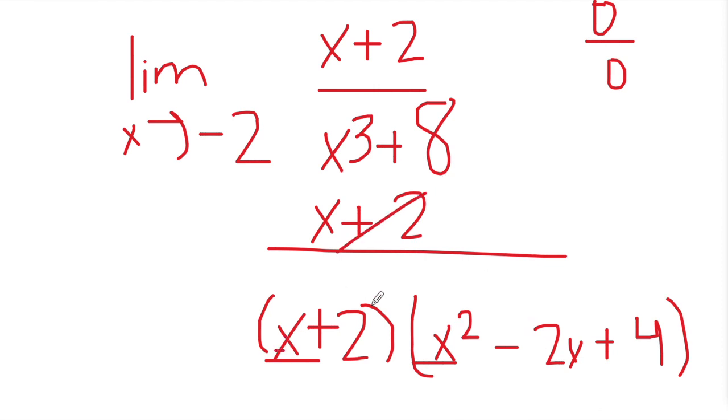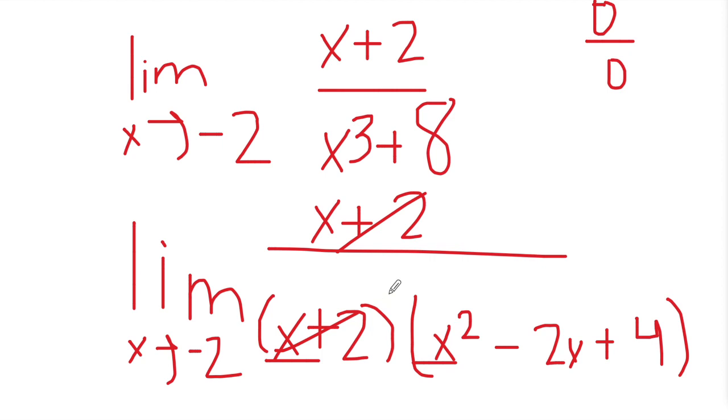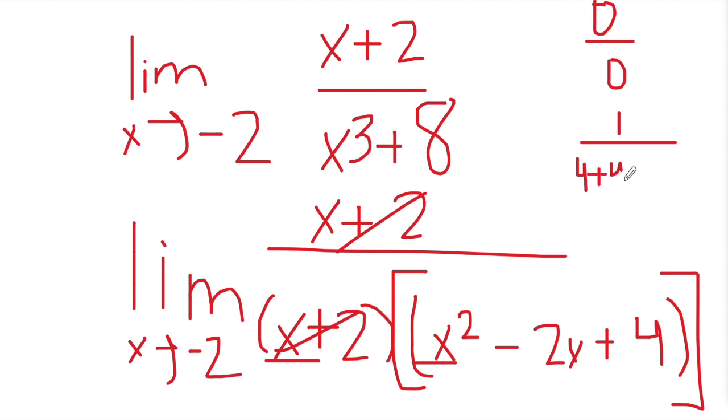Now if I cancel this, I'm left with 1 over this part right here, just this part. Okay? And then I can plug in negative 2. So if I plug in negative 2, I'm going to get 1 over 4 plus 4 plus 4, which is 1 over 12 as our answer for the limit.